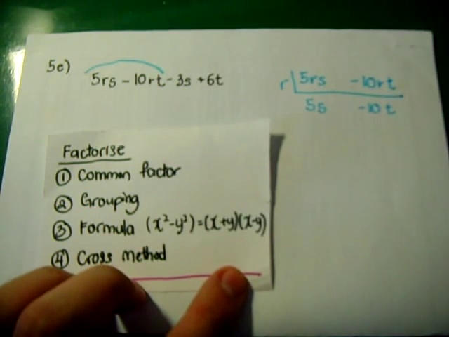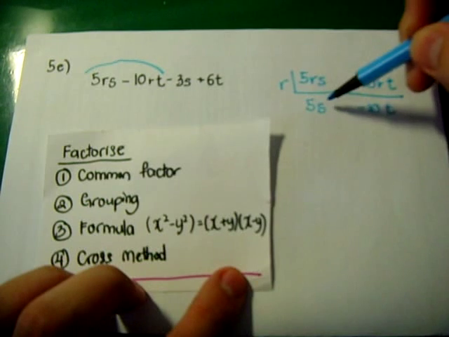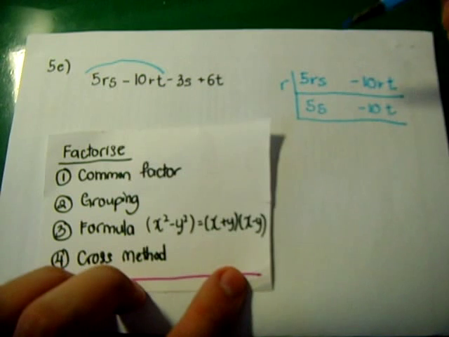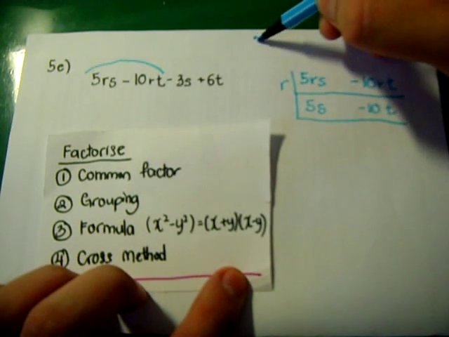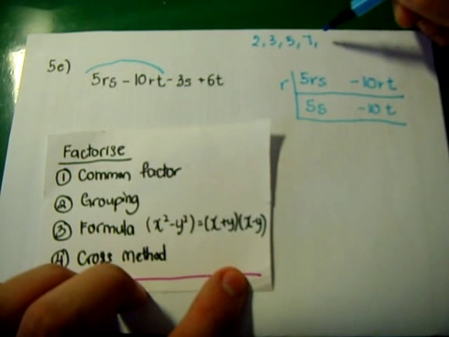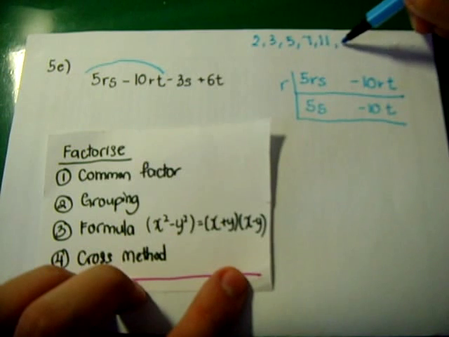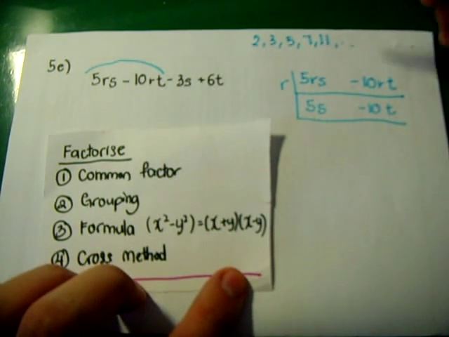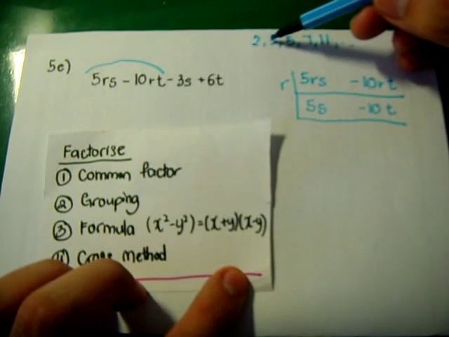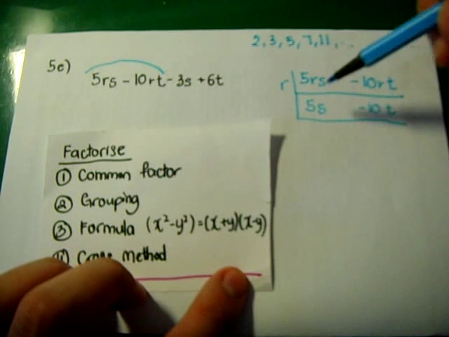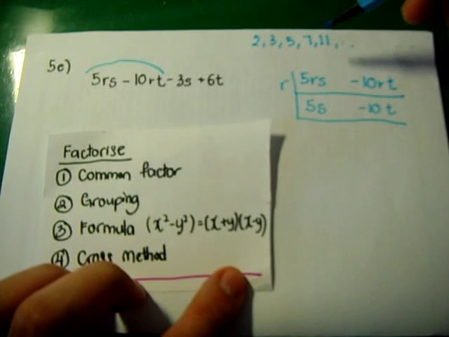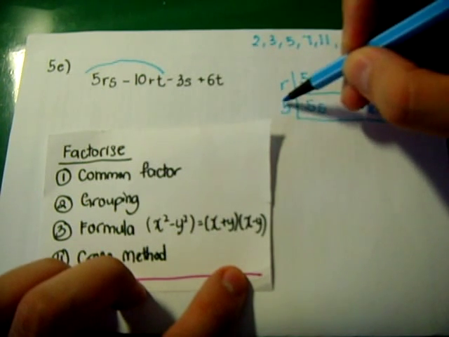Any more common algebra? No more, right? S and t are not common. So the next thing I do is check with my prime numbers: 2, 3, 5, 7, 11, and so on. Can 5 divide by 2? Cannot, so I cannot use 2. Can 5 divide by 3? Cannot. Can 5 divide by 5? Can. Can 10 divide by 5? Can, so I can use 5 as my common factor here.